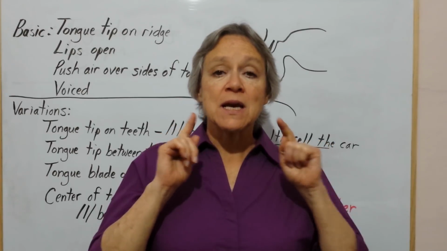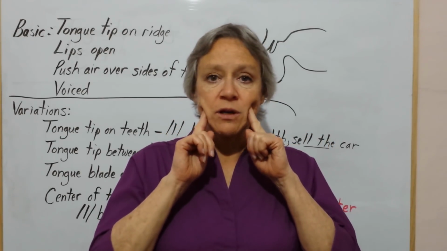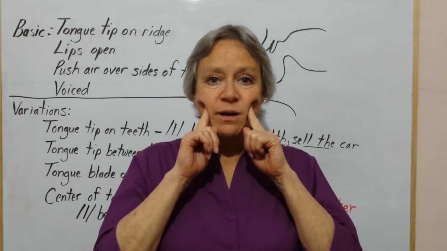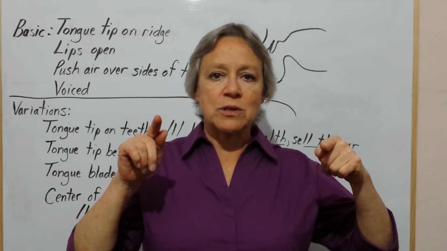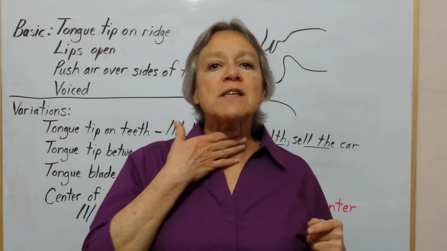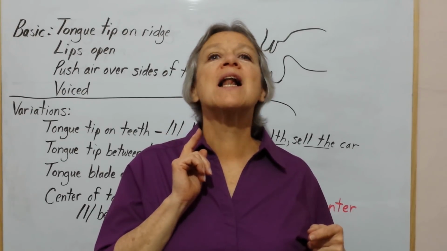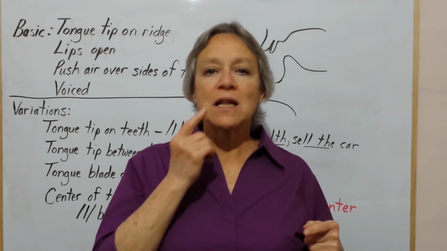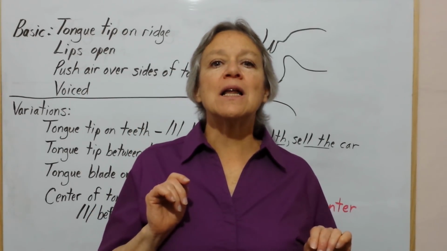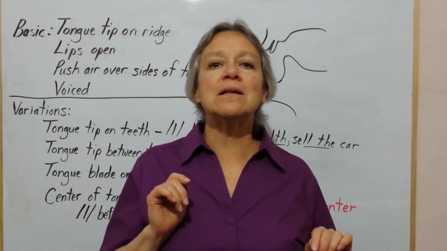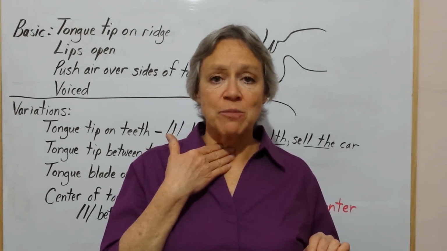And what that means is, if I'm pushing air out over the sides, it means that the sides of my tongue are not pushing hard against my teeth. They can touch my teeth, but they can't push because I have to let the air out. This is a voiced sound, so my vocal cords are vibrating. So tongue tip on the ridge, lips open, push air out over the side. L, L, L, and it's voiced. L. So I can feel my vocal cords vibrating.